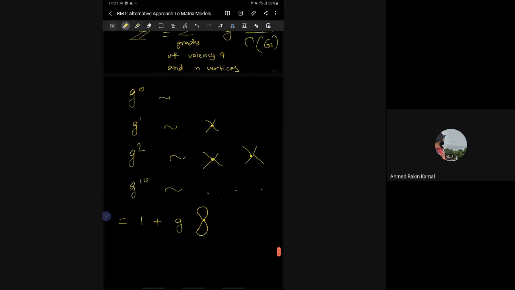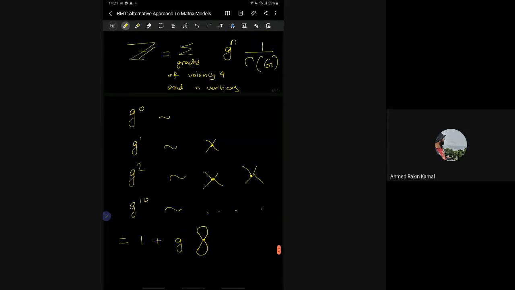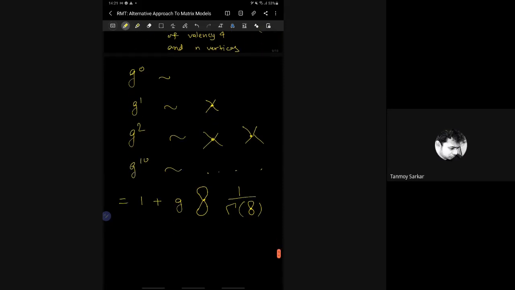And what is the symmetry factor of this graph? Can someone tell me? You should be able to tell me this. 2 cube. Yes. Tanmoy, what were you saying? I heard Partha's answer. Is it the same? I said 2 cube. Oh, okay. Yes, it's 2 cube. So this number is 2 cubed. Why? Flip, flip, up and down.